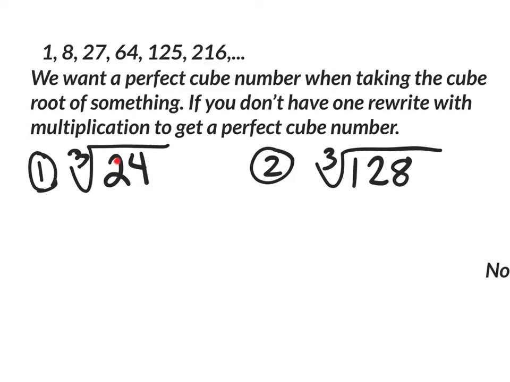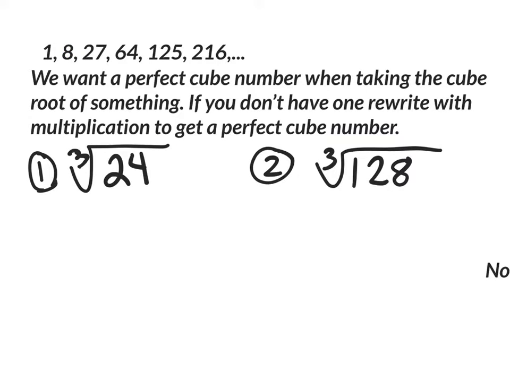Now, if I did 2 times 2 times 2, what do I get? I get 8. Now, if I go 3 times 3 times 3, do I get 24? No, I get 27. So I wrote my perfect cube number list up here. So 24 is not a perfect cube number. But could I rewrite it with multiplication to get one of these perfect cube numbers? Yeah. What's it going to be? 12 times 2? No. 4 times 6? No. Look at this: 8 times 3.